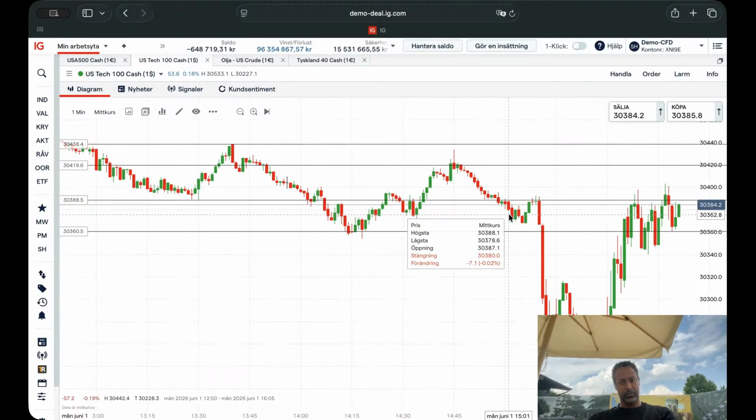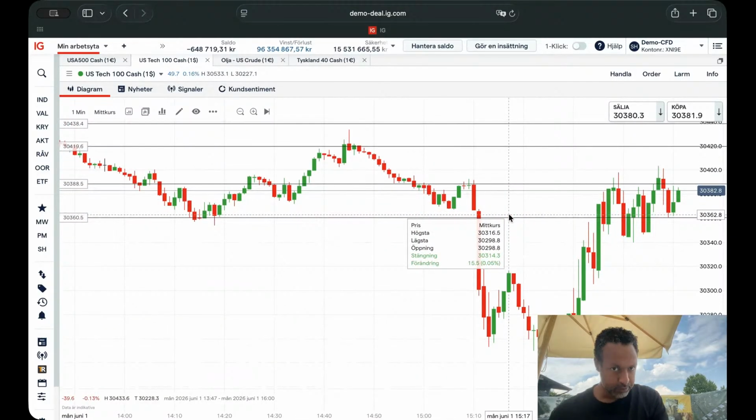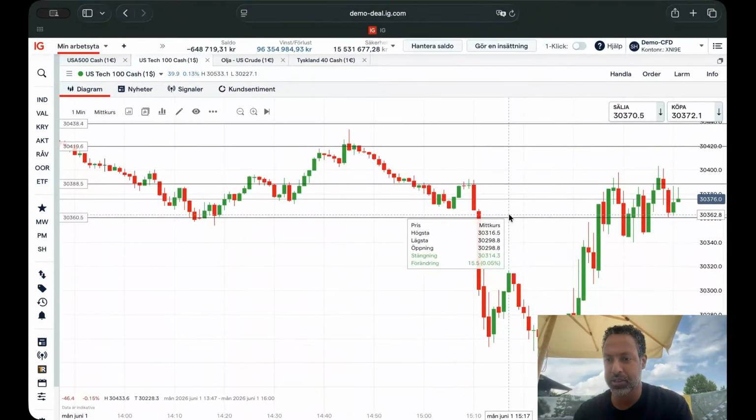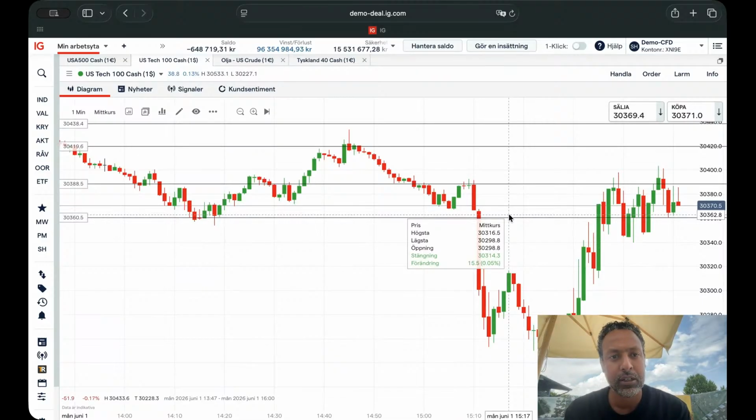Because we have gone more or less nowhere, right? Maybe the loss of 0.4 was a bit too big and unnecessary. And also I could have shortened the range, swing traded it, done some shorts as well. I didn't.